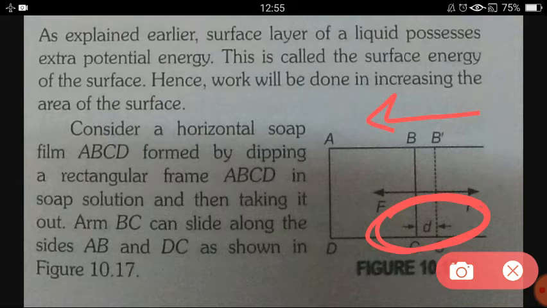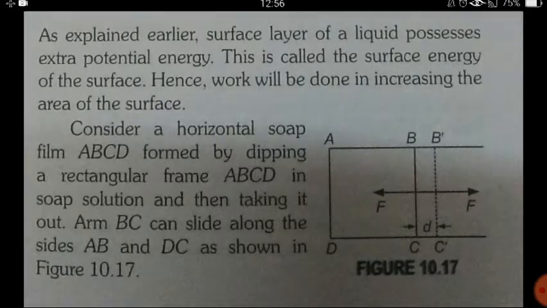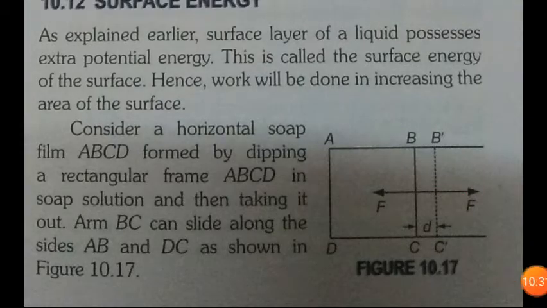Now suppose we have to overcome this surface tension, so what do we have to do? We have to move the side BC again to its original position B dash C dash, and when we do so, we have to do work against the surface tension. That work will be stored in the form of surface energy. So if we find out the work done in moving BC to B dash C dash, we can find out the surface energy as well. So now let's try to find it out.